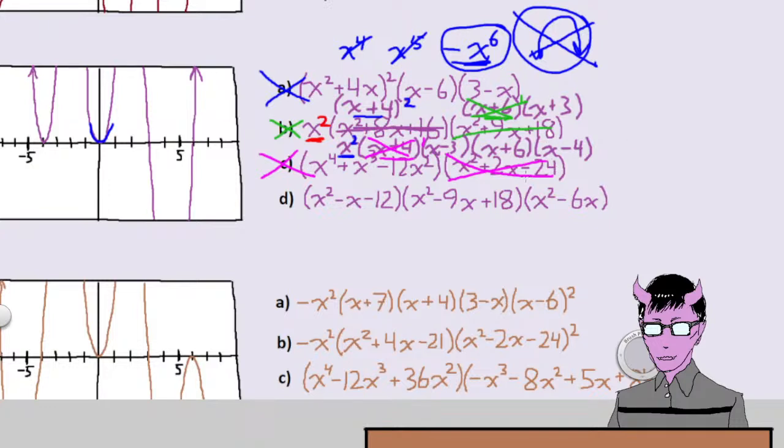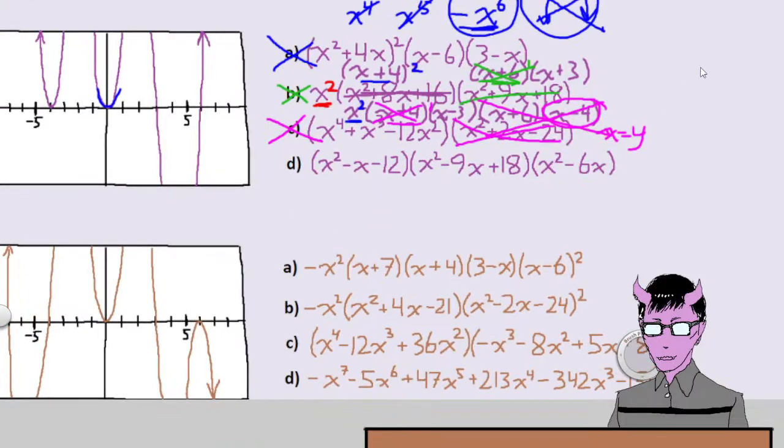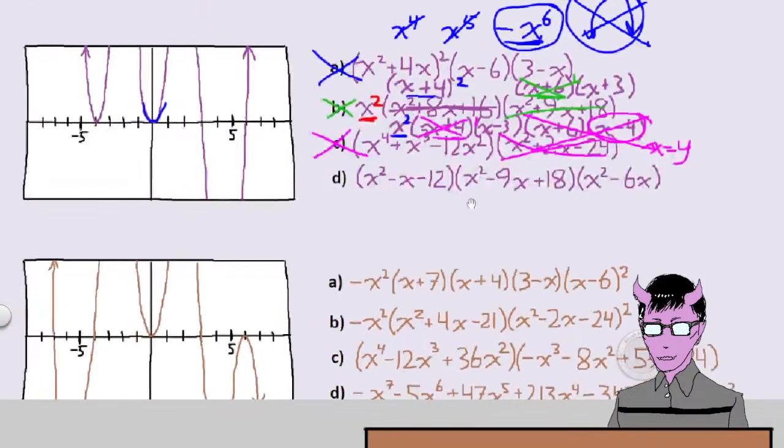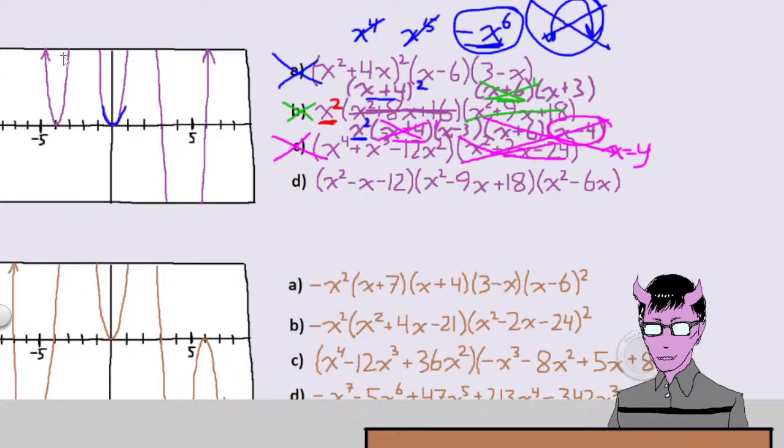Let me double check my work for this. +6 minus 4 is +2. Yeah, that's correct. This one tells us that there's a 0 at x is equal to +4. We don't have such a 0. So this is wrong. Doubly wrong. Checking the last one, right?